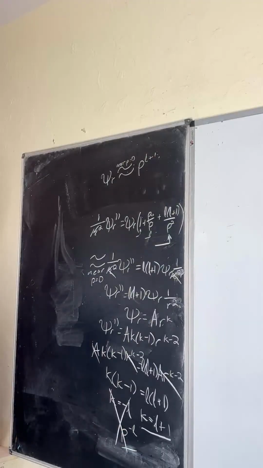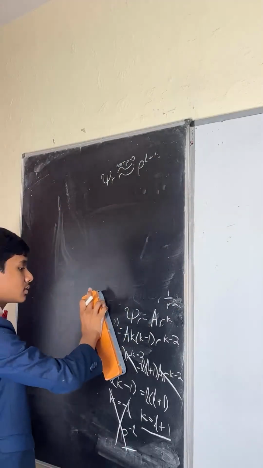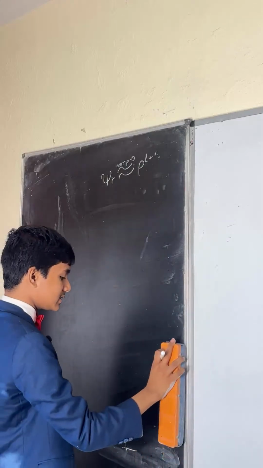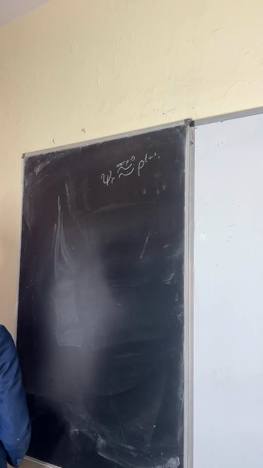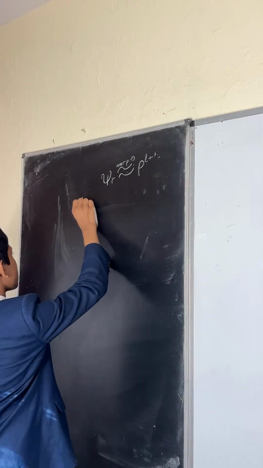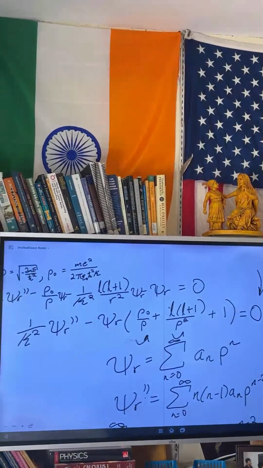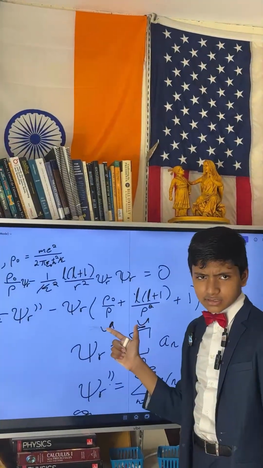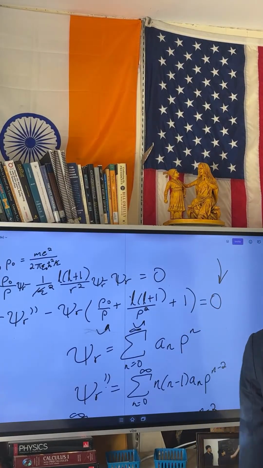And so let's try to analyze its behavior near infinity as well. What does it approach then? Well, we get 1 over kappa squared psi r double prime. This is going to disappear as rho approaches infinity. So is that. The 1 is going to be the only thing that remains.